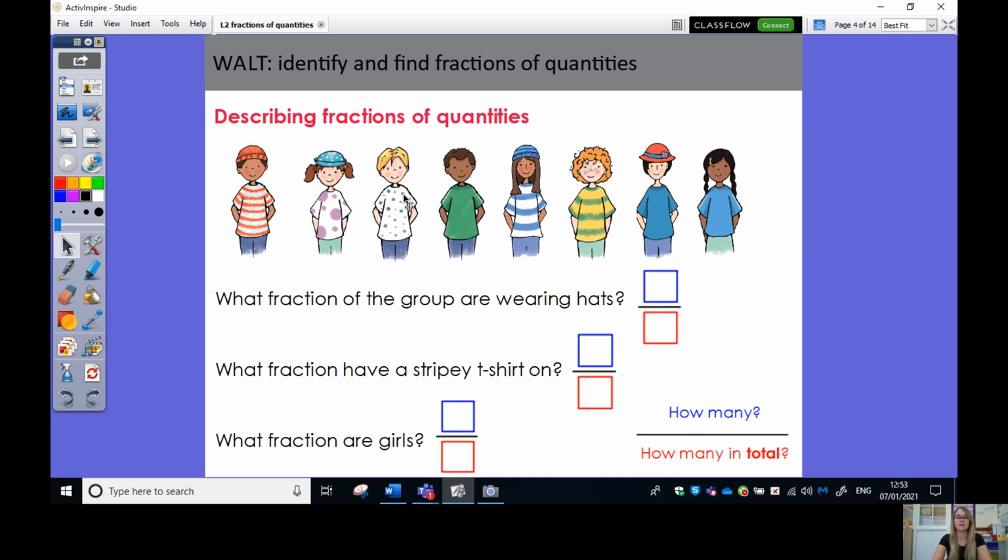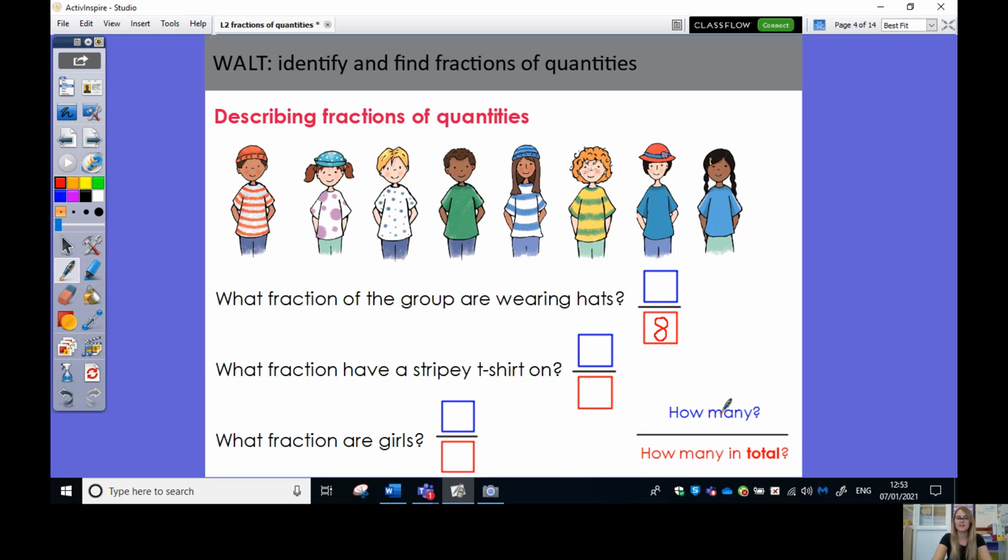So on the screen, you can see a group of children. So we're going to look how we can use fractions to describe quantities. So the first one is, what fraction of the group are wearing hats? So as you can see here, I've given you a little bit of a clue. If you can remember from yesterday, the number that goes on the bottom is how many there are in total, how many parts or how many there are in total. So we have 1, 2, 3, 4, 5, 6, 7, 8 children in this group, so that is going to be the number on the bottom of my fraction.